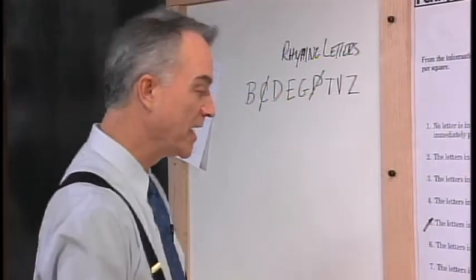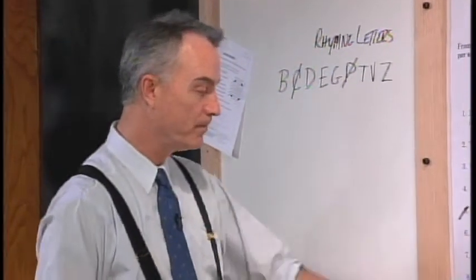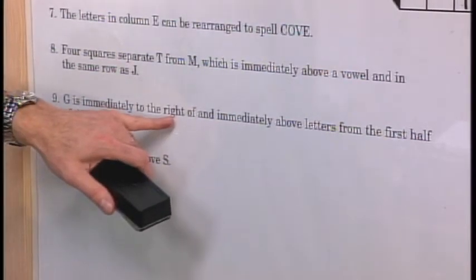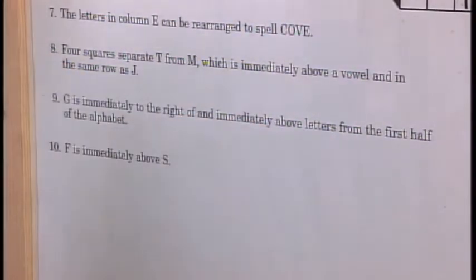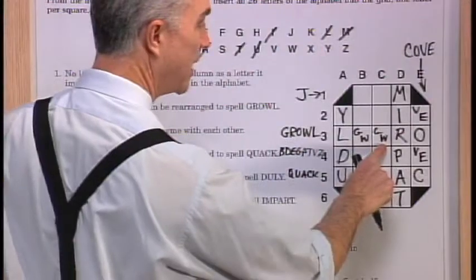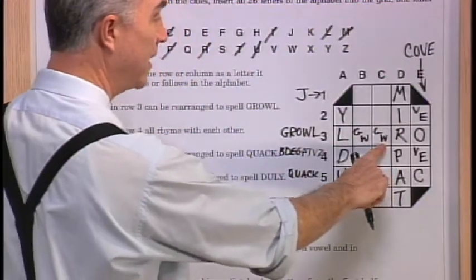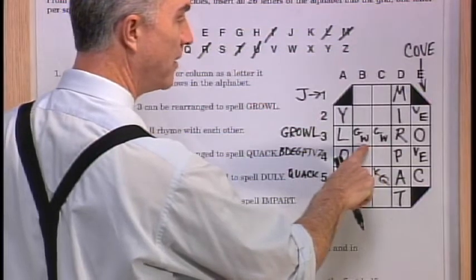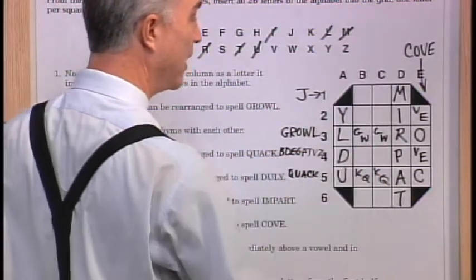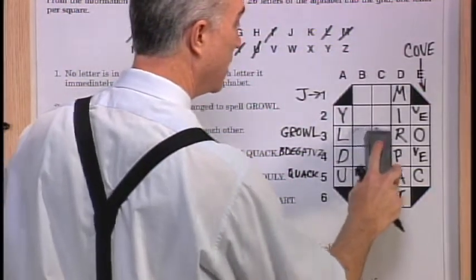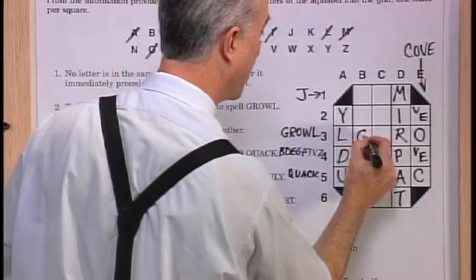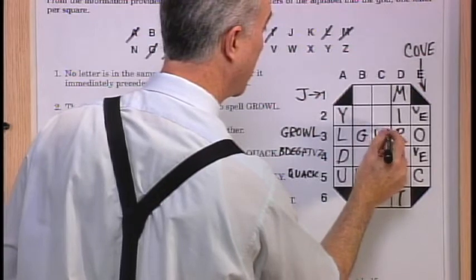It's time for us to take a look at clue number 9 now. And since G has to be immediately to the right of a letter from the first half of the alphabet, it cannot go in the center square. It would make it immediately to the right of the letter W. W is not from the first half of the alphabet. So we have to put G here and W here.